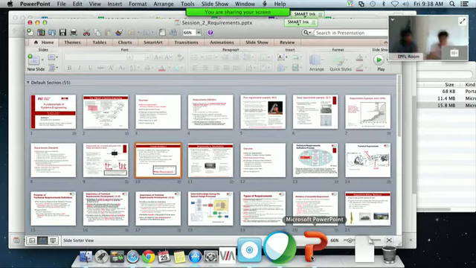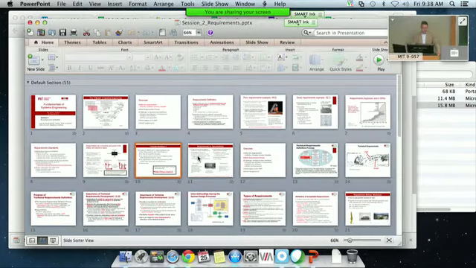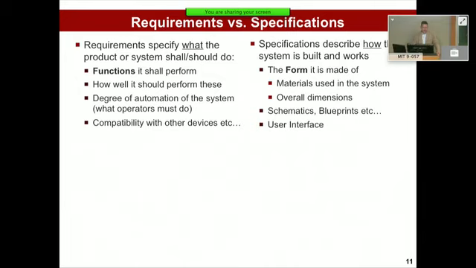Yeah. Okay. Great. I wanted to find an example that everybody can relate to very easily. So the answer is there is a distinction. They are quite different, but you've got to be careful because people mix them up. Requirements specify what the product or system shall or should do: the functions it shall perform, how well it should perform these, also maybe the degree of autonomy, how automated the system is, so what the operators must do when the system is operating. Also compatibility with other devices.